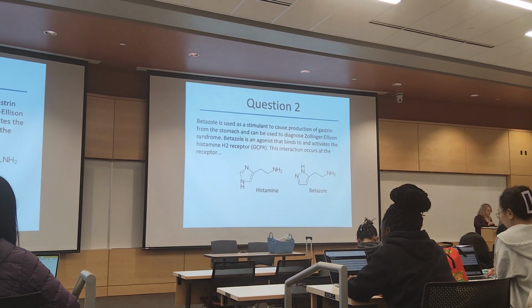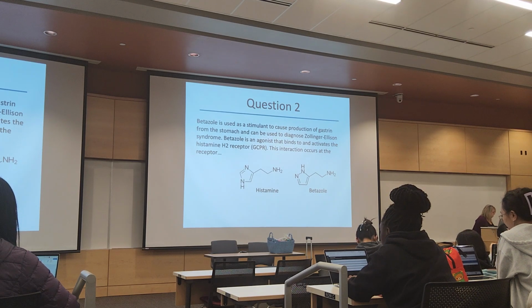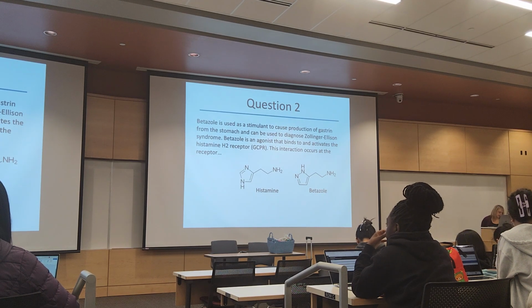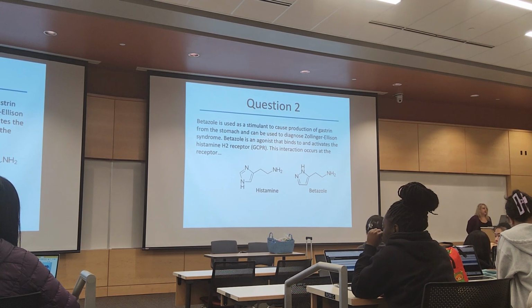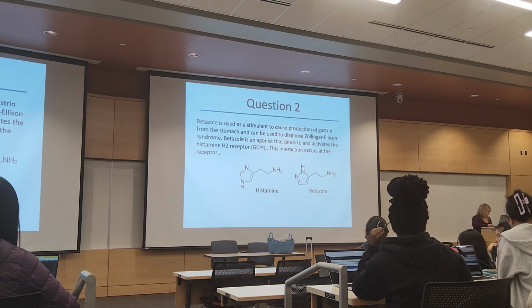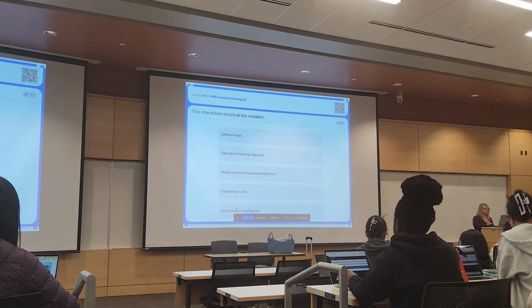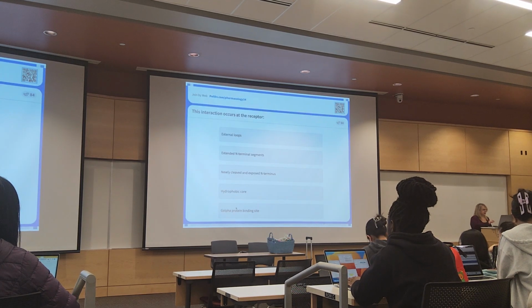I'm going to go ahead and open the next poll so you can get your answers in while I read the question. Betazole is used as a stimulant to cause production of gastrin from the stomach and can be used to diagnose Zollinger-Ellison syndrome. Betazole is an agonist that binds to and activates the histamine H2 receptor. This interaction occurs at what part of the receptor?